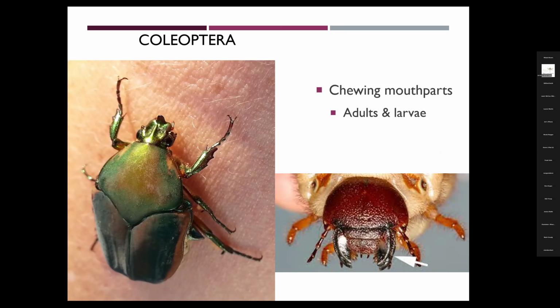That means that the larvae, or the immature stage of things that have complete metamorphosis, are going to look very different often than the adult does. If you want to know how to identify them, you're going to need to know what both of those stages look like.